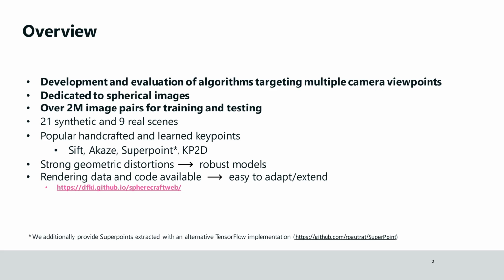It is well known that models and algorithms devised for spherical images must handle the strong geometric distortions present in these images. To address that, we generate images in a wide range of baselines and rotations. More on that in the next slides.